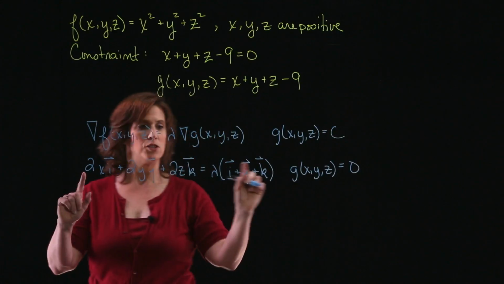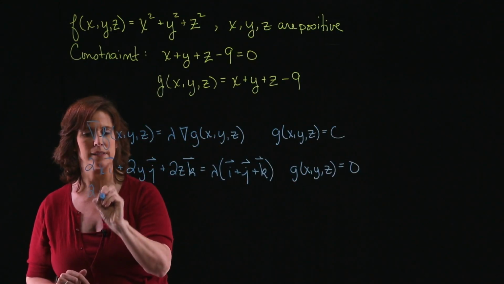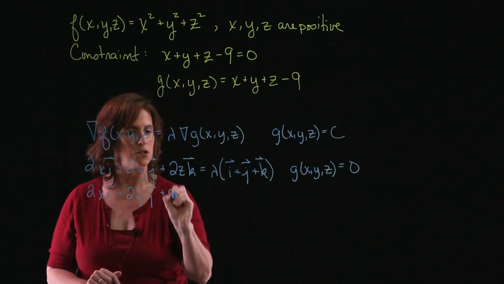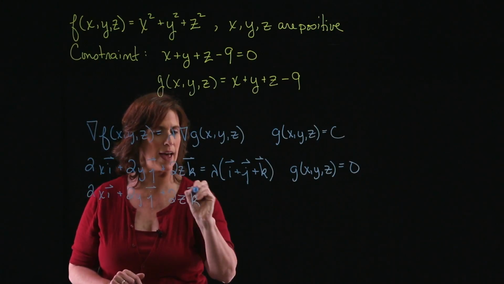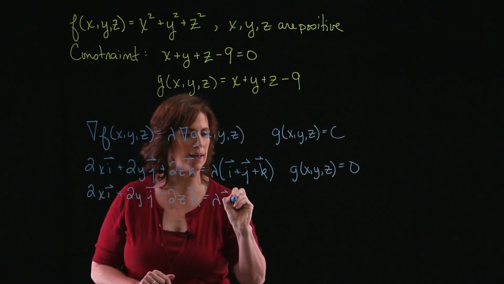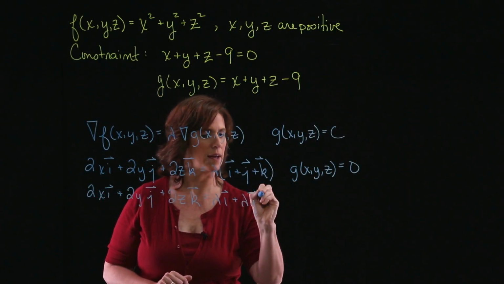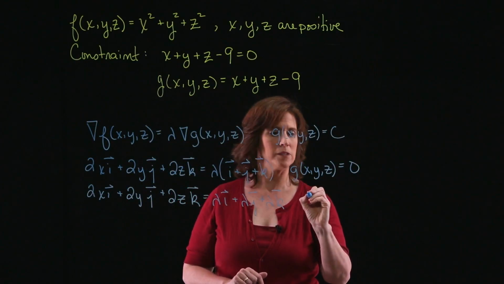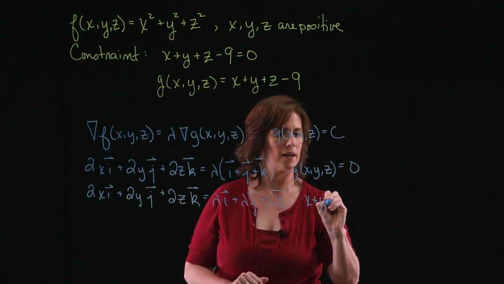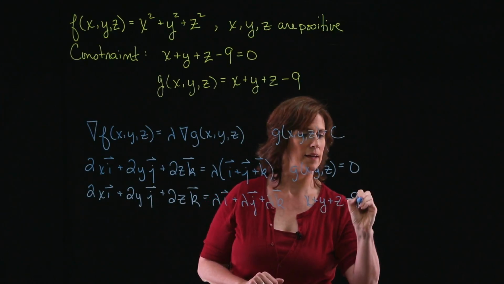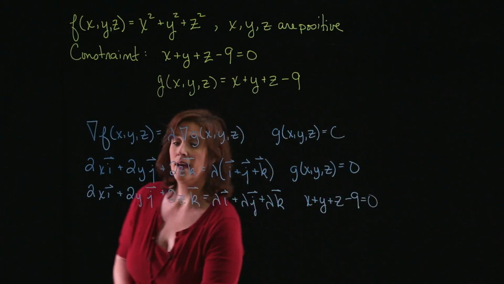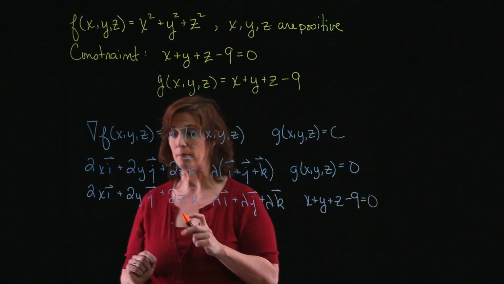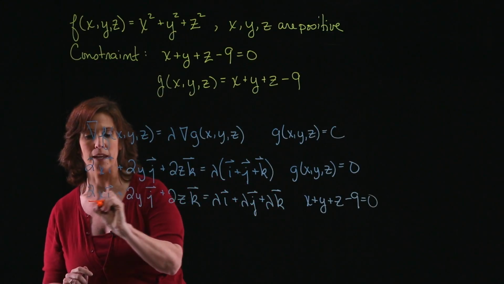So my two equations become 2x times vector i, 2y times vector j, 2z times vector k equals lambda i plus lambda j plus lambda k. And I have x plus y plus z minus 9 equals 0. Now, when I look at this first piece, I know I have two vector functions that are the same, and so that means that their components have to be equal.